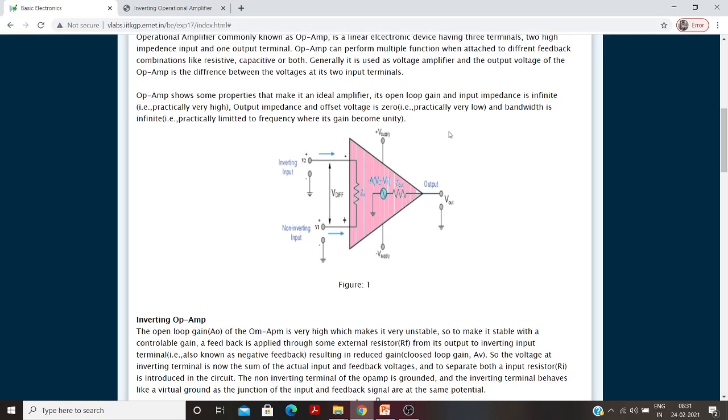This is my operational amplifier, the symbol of the operational amplifier. There are two inputs. The first is my inverting input, and the second is my non-inverting input. We take the output across this one, and these are my supply pins, positive supply and negative supply. In the comment box, can you comment what the supply voltage range of the operational amplifier is? Please answer the question: how much negative voltage is required and how much positive voltage is required.